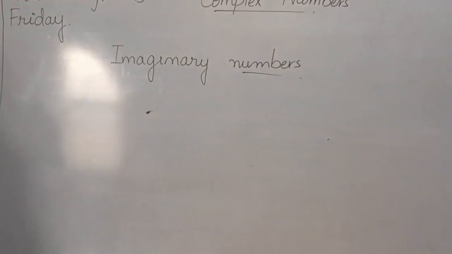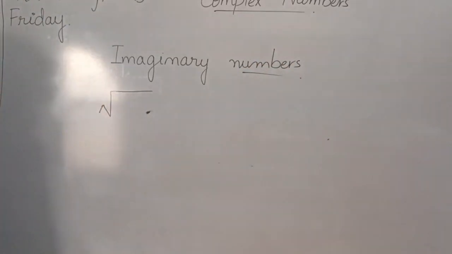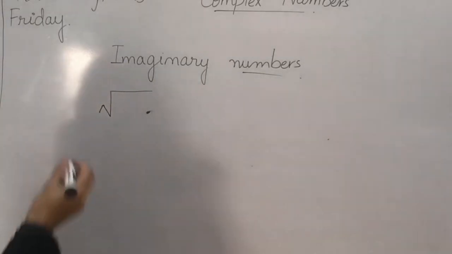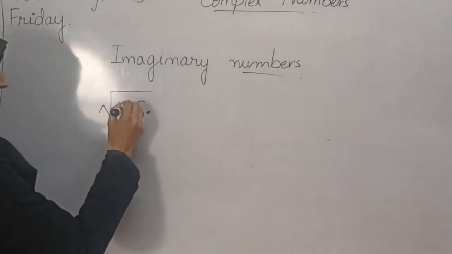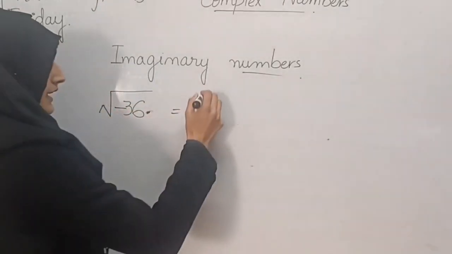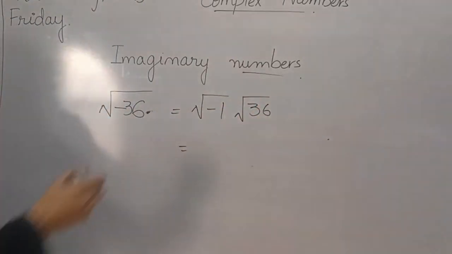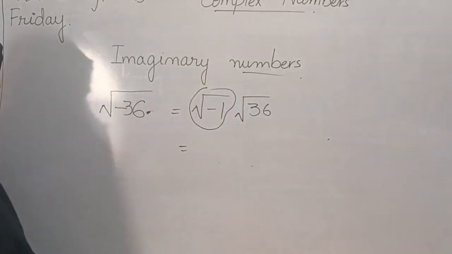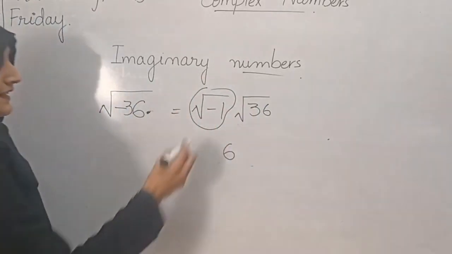See this. Yes, there are some numbers, for example, whose square root does not exist. For example, the square root of negative numbers. So the square root of negative numbers does not exist. For example, if we have minus 36, its square root does not exist. But we can write it in the form of square root minus 1 and square root of 36. Now, this is a negative number whose square root does not exist, but the square root of 36 is 6.